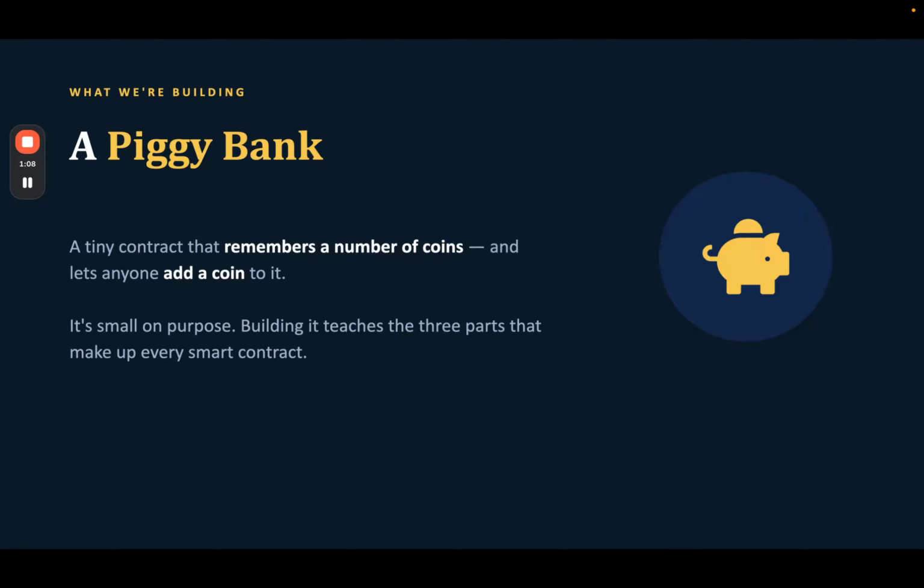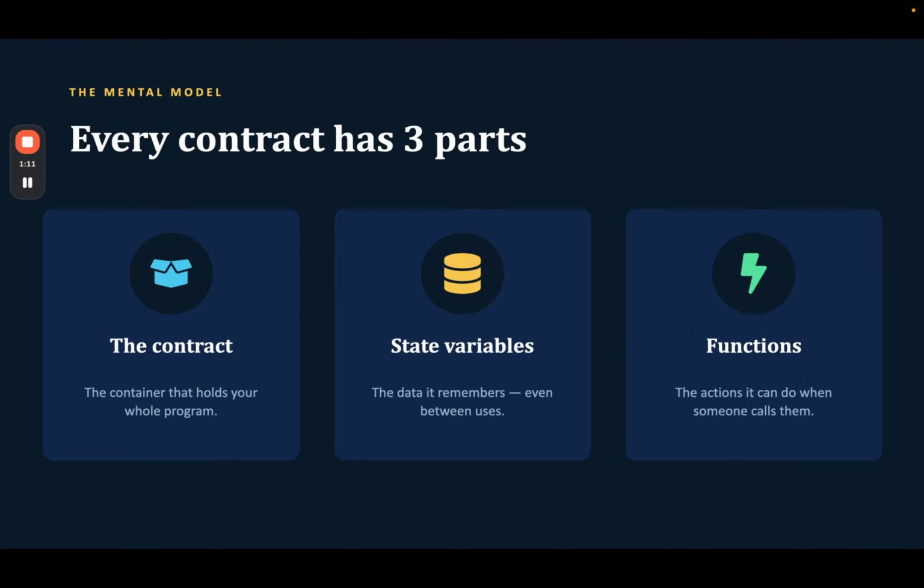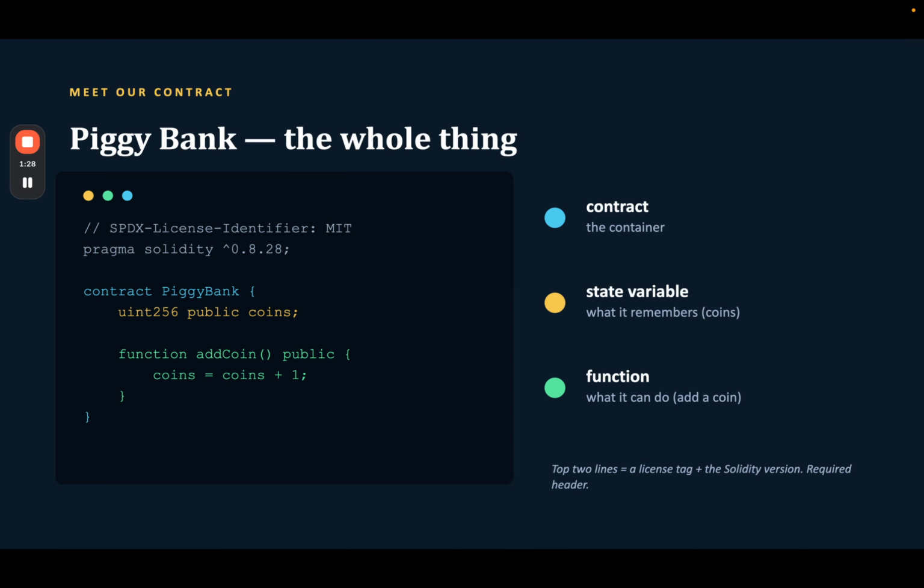Building it teaches three parts that make up every smart contract: the contract, the state variable, and the functions. The container that holds the program is the contract. State variable is data it remembers even between uses, and functions are the actions it can do when someone calls them. Okay, this is an example. You can see the contract is the piggy bank, the state variable is the coin, and the function is the increment of the coin, what it is actually doing. It is kind of similar to what JavaScript looks like.